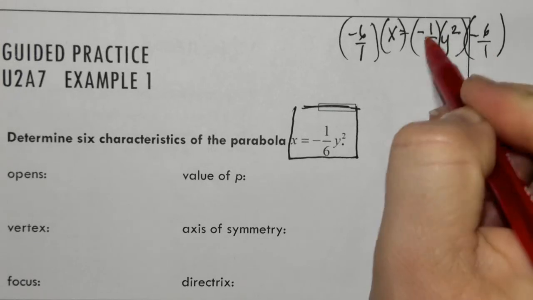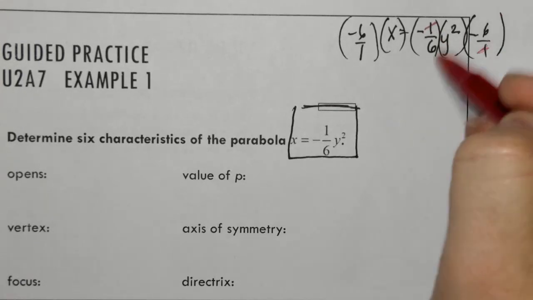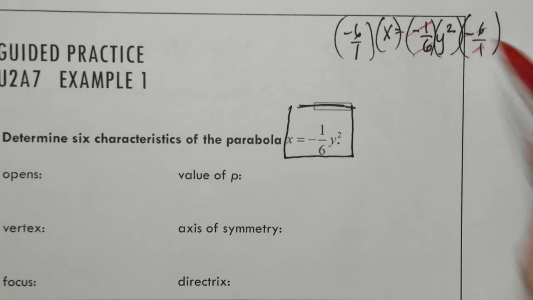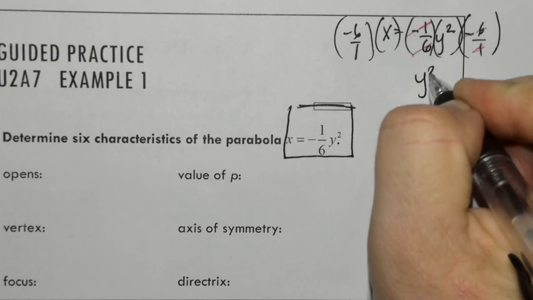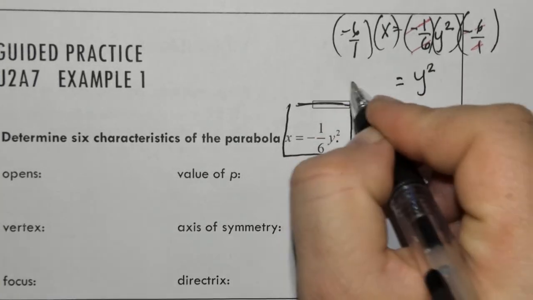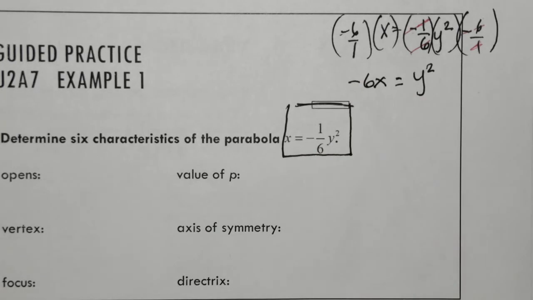The 1 and the 1 simplify to 1, and 6 divided by 6 simplifies to 1, and a negative times a negative is a positive. So by multiplying by the reciprocal, I'm left with just y squared, and that was my goal. On the left, negative 6 times x is negative 6x.